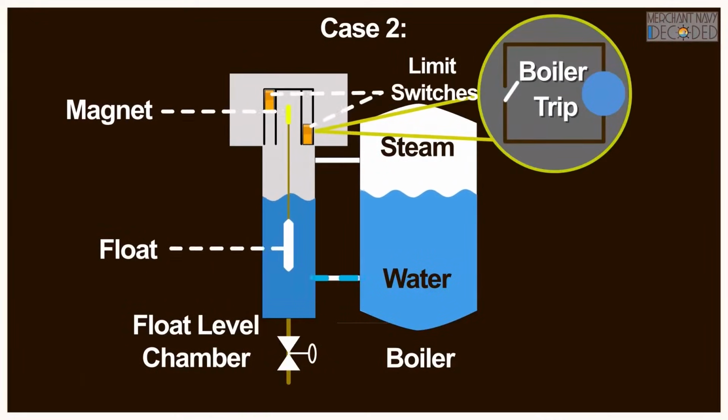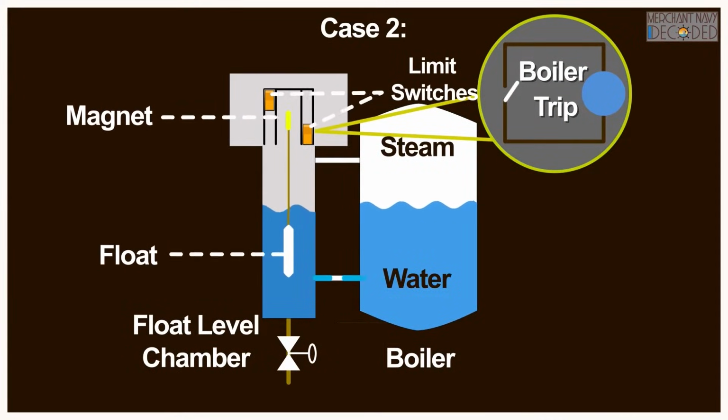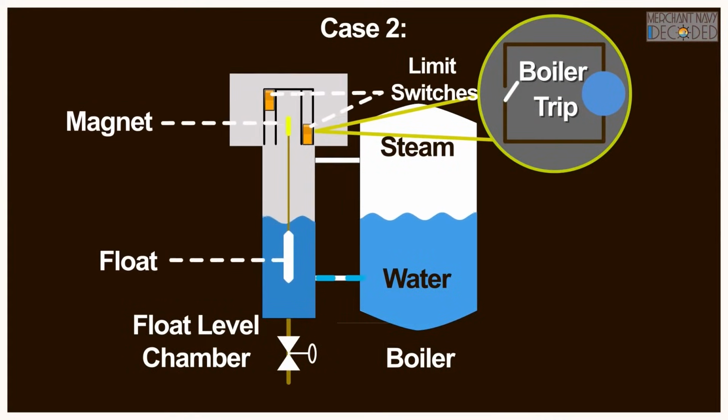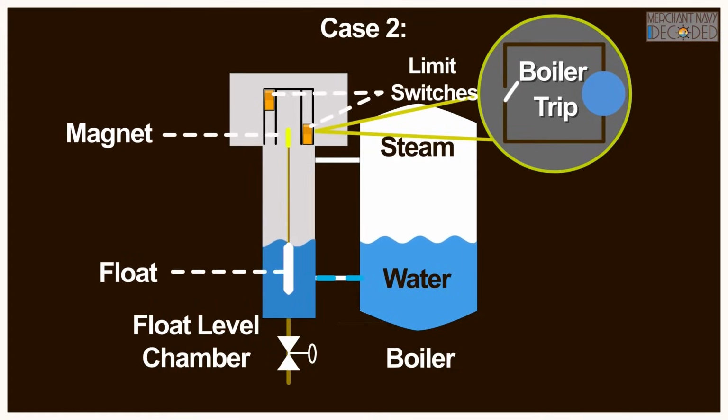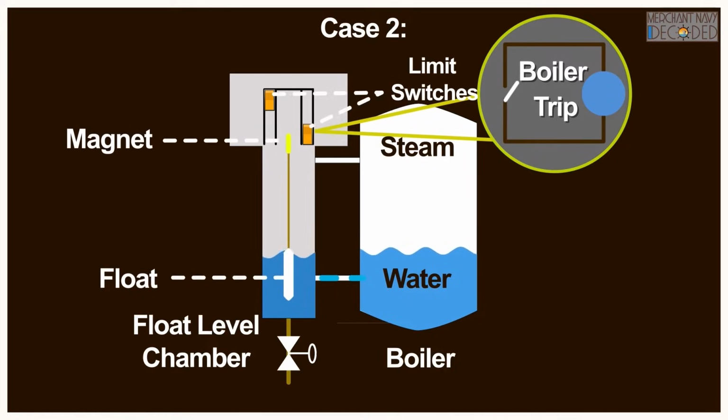Now in case 2, you will see the boiler water level falling. With the boiler water level falling, you will see that the float is also going down. When the float moves down, the magnet moves down and attracts the limit switch towards itself, due to which you can see in the circuit diagram the boiler trips.